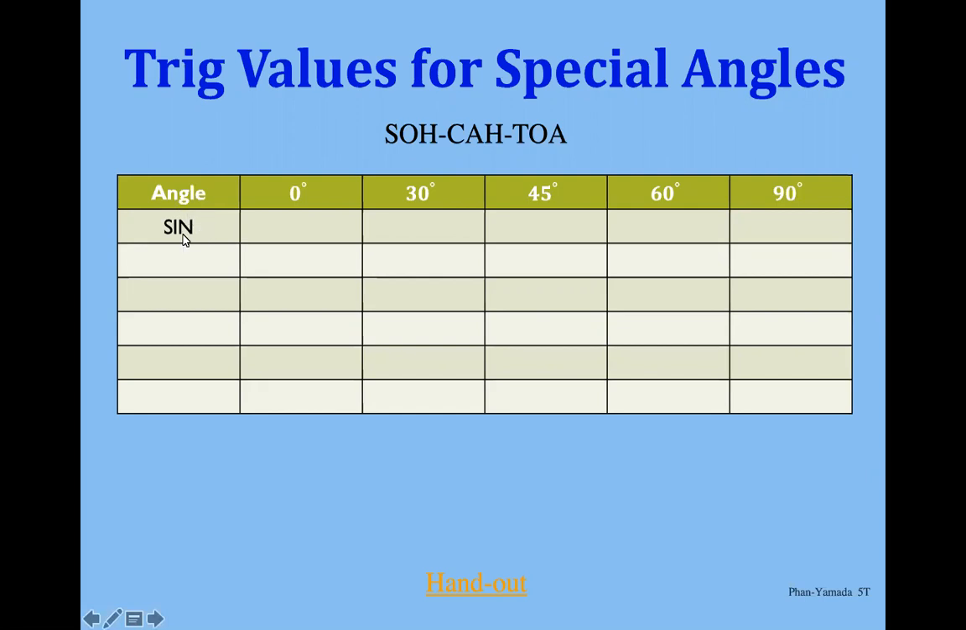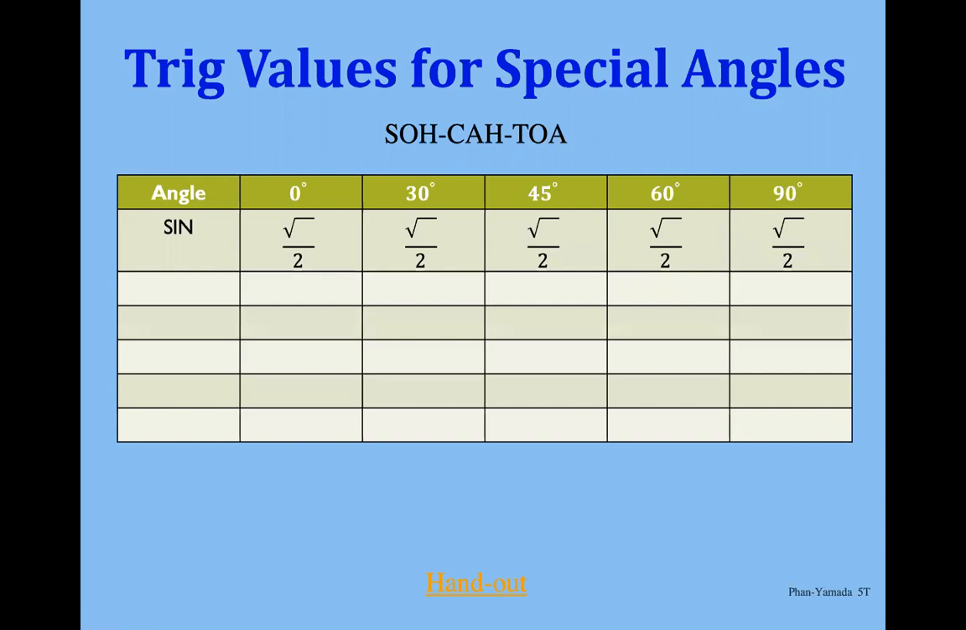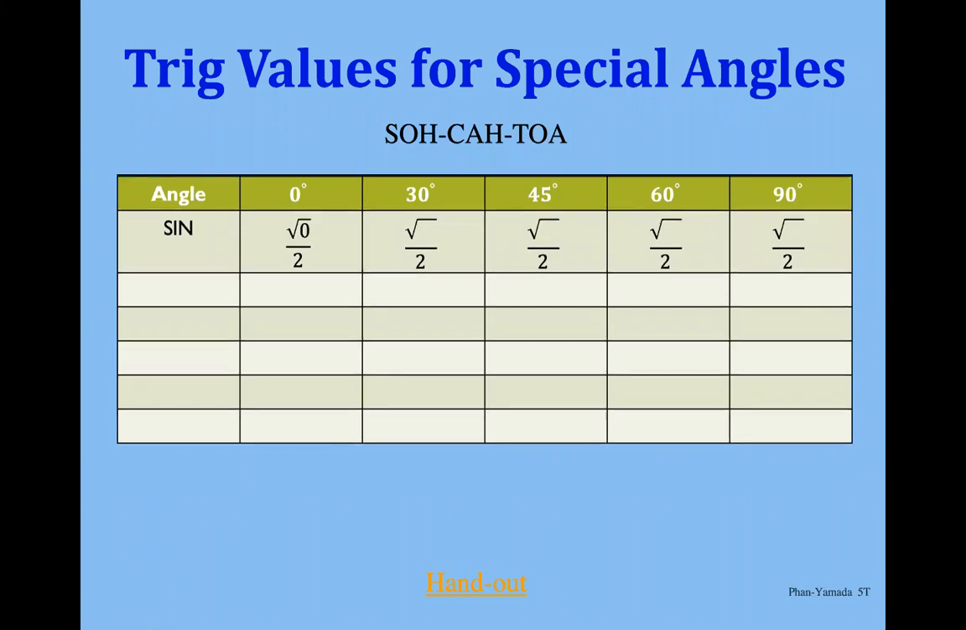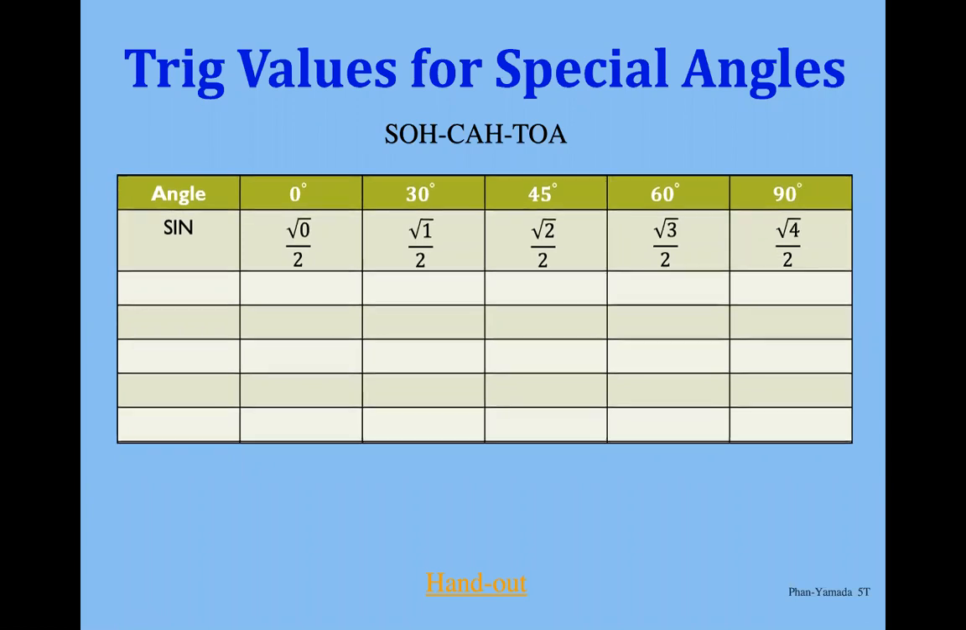At first, you're going to put all the cells with fractions. The denominator, the bottom, is all the number 2. And the top would be square root, all like this, okay? And then we start to fill it up. We start with 0, that would be 0. And then 30 degrees would be 1, and we count it up, 2, 3, 4. Yes?